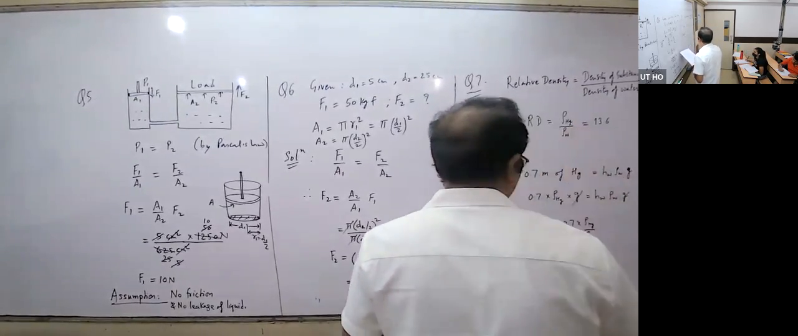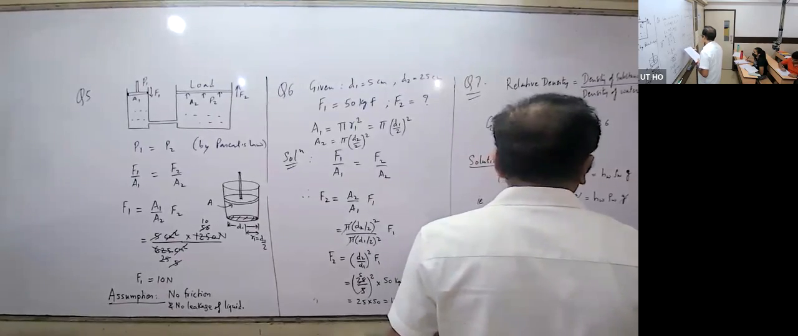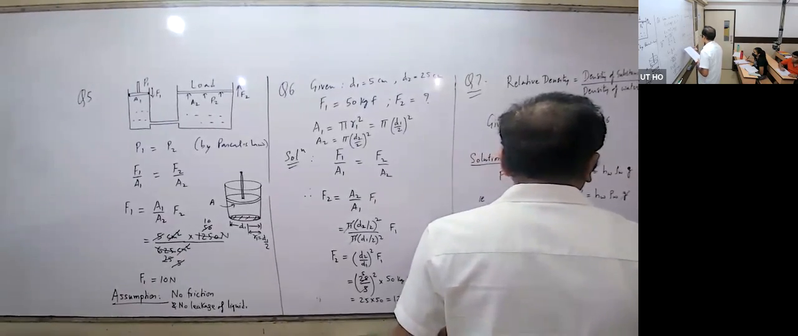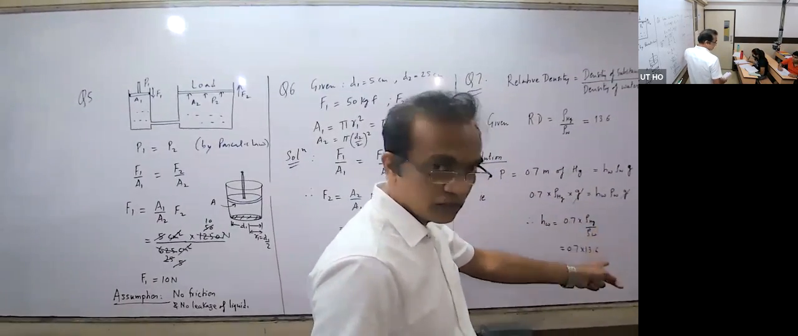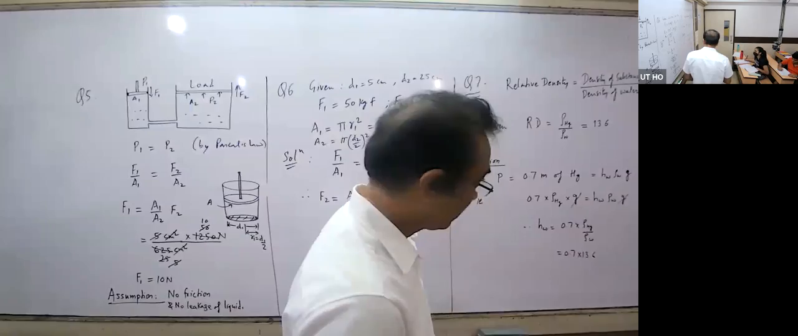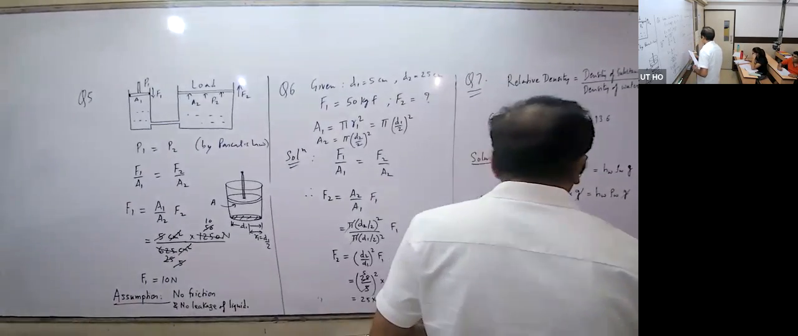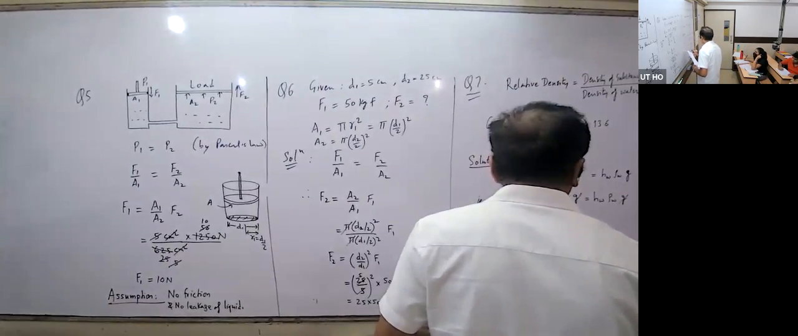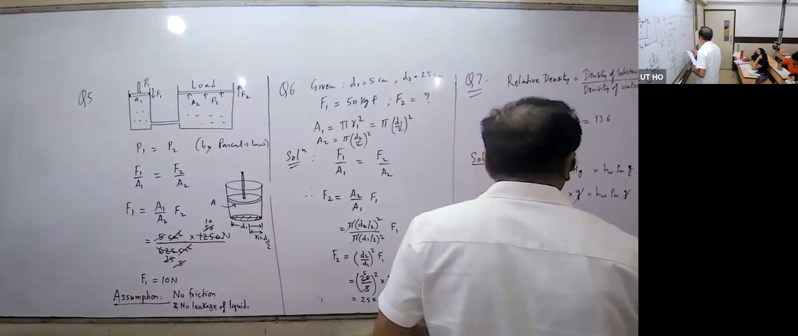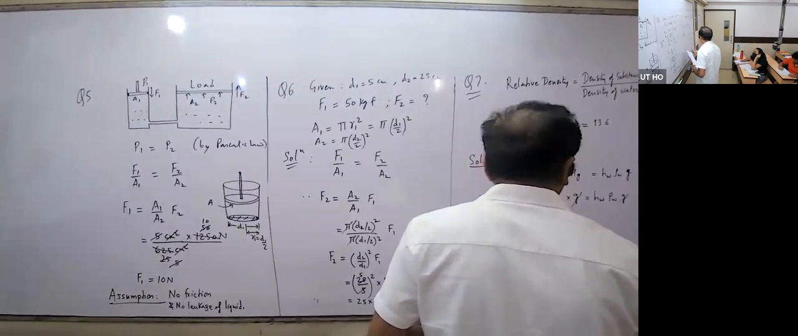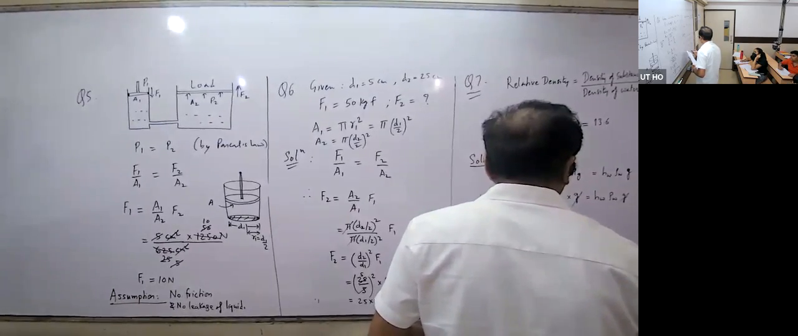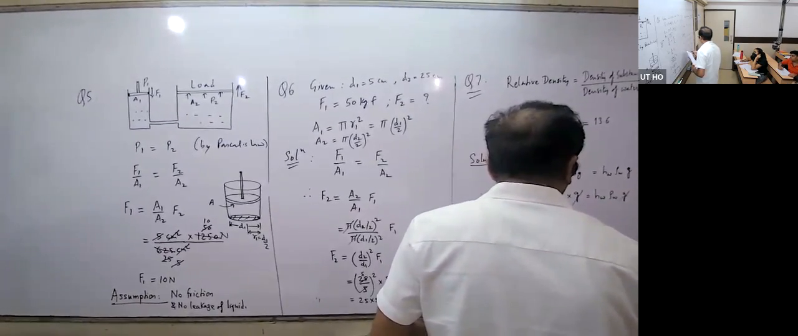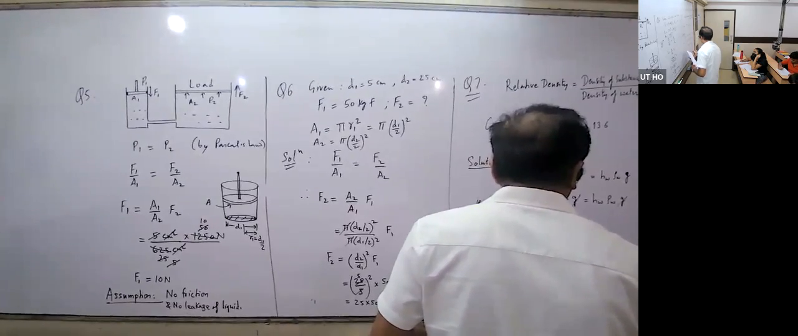And what is this given? This is 13.6. This ratio itself is called relative density and it is given to you already. So how much is this? 7 6 42, 4, 7, 1 plus 4 is 5, 9.52.